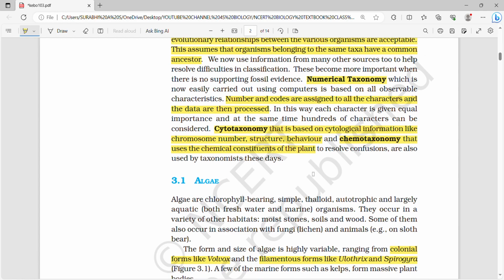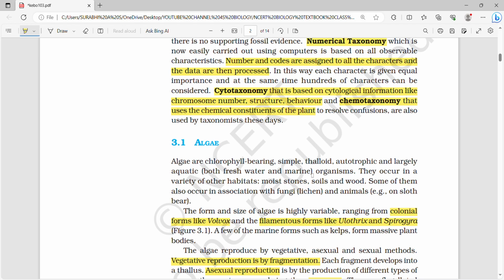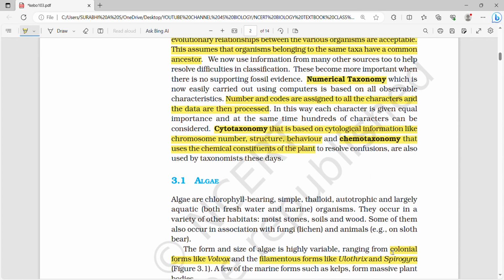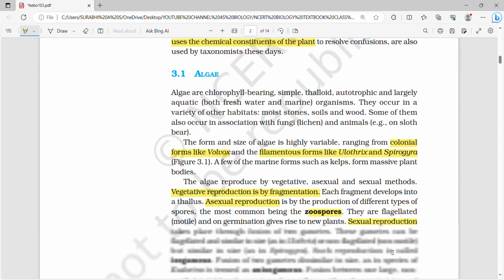Numerical taxonomy is carried out using computers. It is basically based on numbers and codes which are assigned to all the characters, and then the data is processed. Cytotaxonomy is based on cytological information such as chromosome number, structure, behavior. And chemotaxonomy is based on the chemical constituents of the plant. So this is just the definition which you have to know.